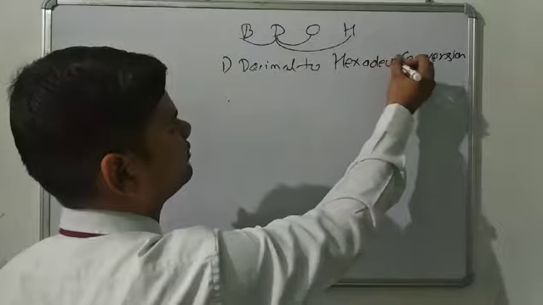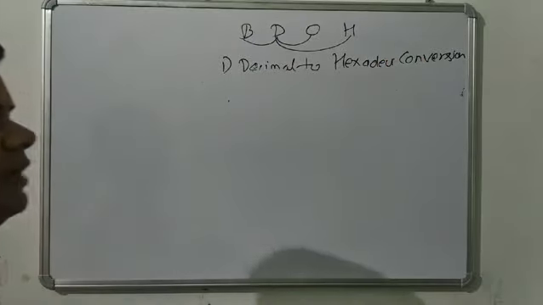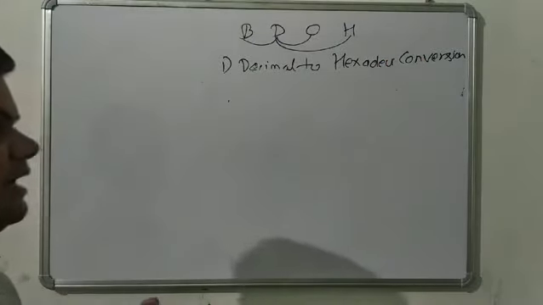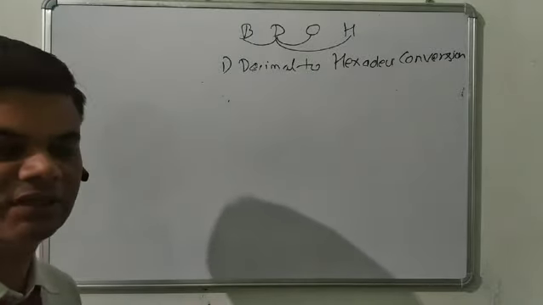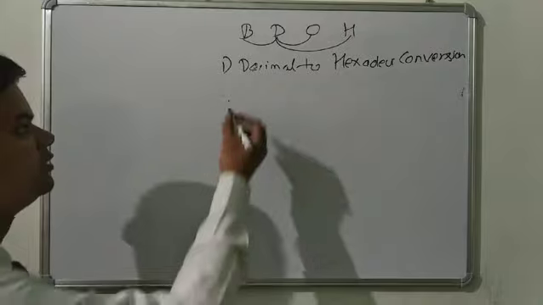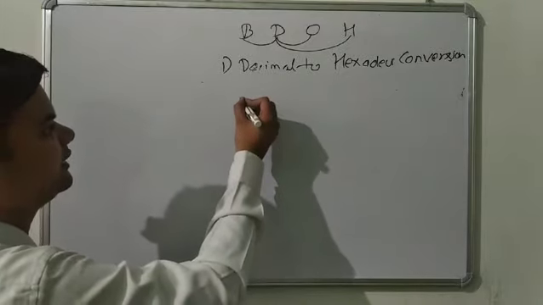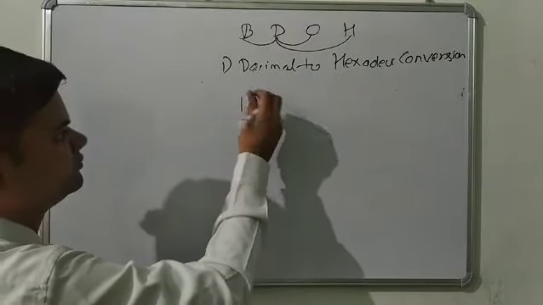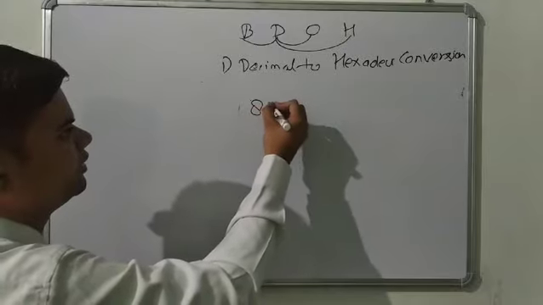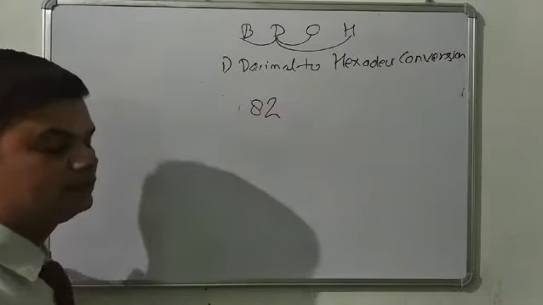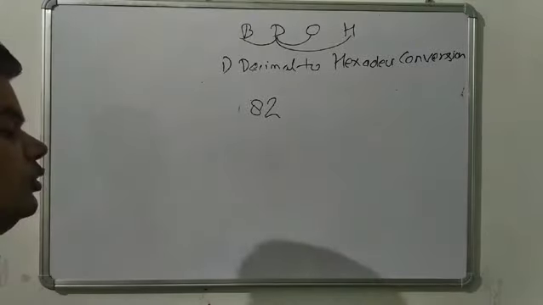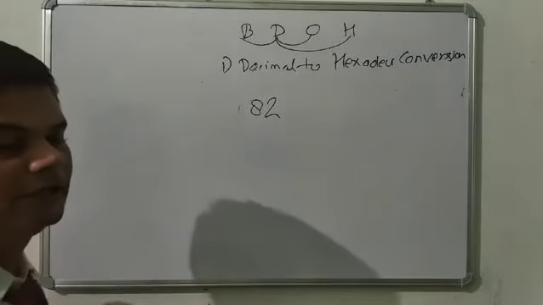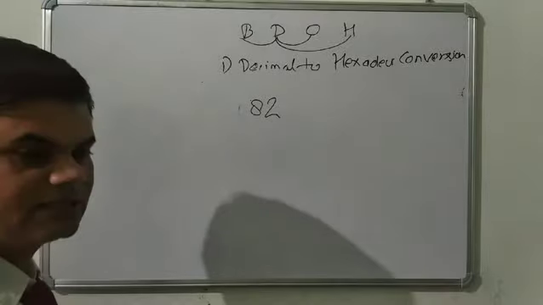Hexadecimal. Whenever you have to convert a decimal number into the hexadecimal number system, we have to divide the decimal number by 16. Suppose we take one example, the example of 82. So 82 is a decimal number, because its base is 10. We have to convert 82 into a hexadecimal number.